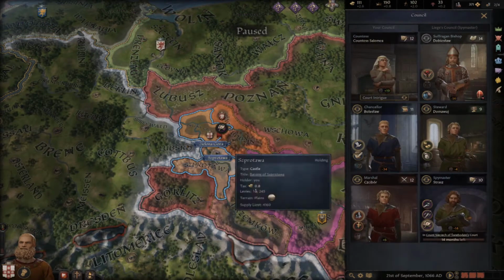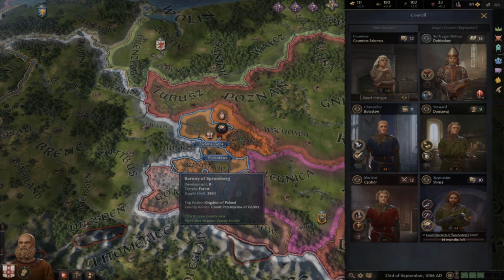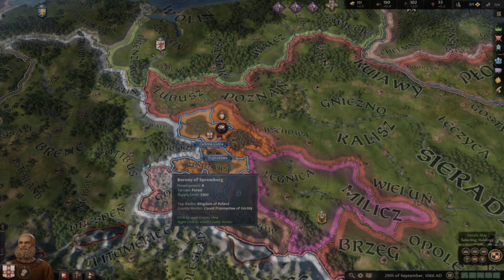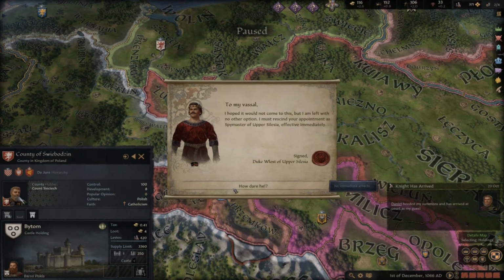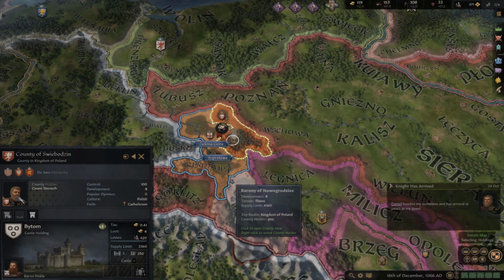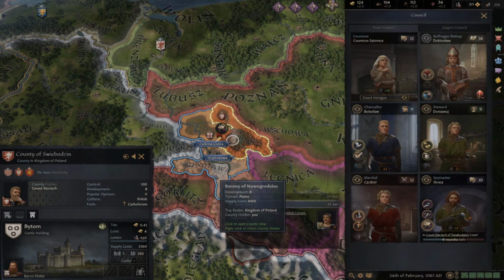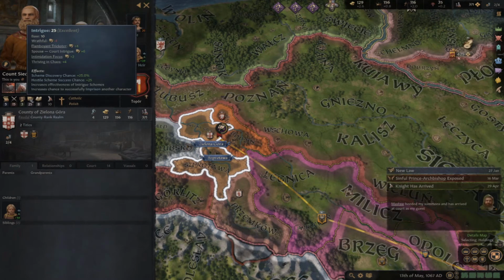A good strategy would be to set your spymaster to uncover secrets in your target's court prior to starting a scheme, as any dirt found on a close family member, for instance, could prove vital to the success of your scheme. Given we've covered the mechanics of scheming in general, we can quickly look at the following scheme choices you have at your disposal.